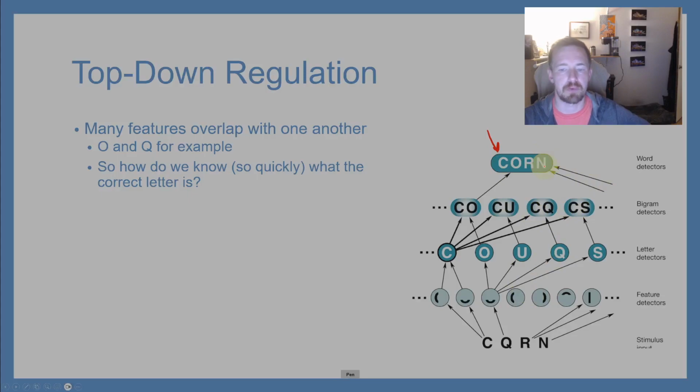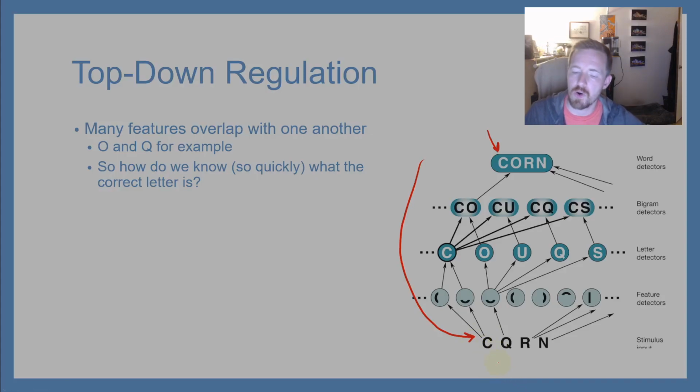And so why is that important? Because if we are showing someone CQRN, that kind of looks like the word corn. But we know it's not, right? We know that that isn't the word corn. We know that's probably not a real word. So why is that? Well, we start out with the word itself, CQRN. Then, just like we saw in the last slide, we're going to be detecting the individual features of these letters.